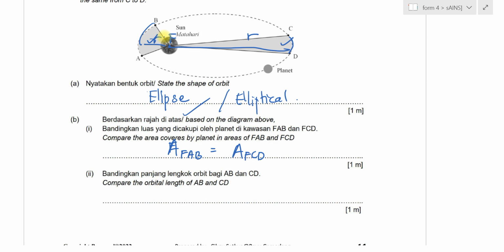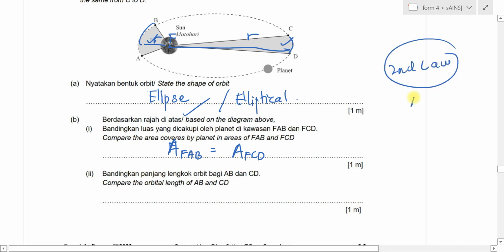Okay. And then compare the orbital length AB and CD, the length can be different. Remember for Kepler's second law, two things must be the same. First is the area, second is the time. The time taken to move, it is time. So compare the orbital length of AB and CD. Orbital length of CD is greater than AB. CD is greater.